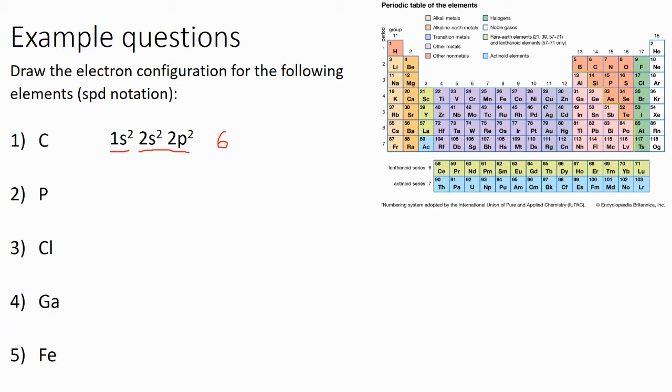Phosphorus has an atomic number of 15. So we need 15 electrons. The first one is 1s2, 2s2, 2p6, 3s2, so we're up to the third shell now, the third row here. So we've got 3s2 and then 1, 2, 3 in the p block. So we've got 1s2, 2s2, 2p6, 3s2, 3p3 with a total of 15 electrons.